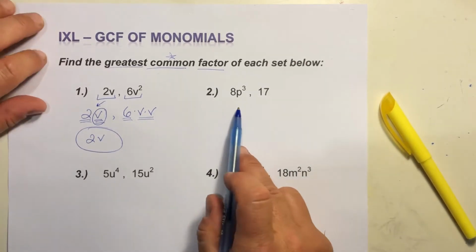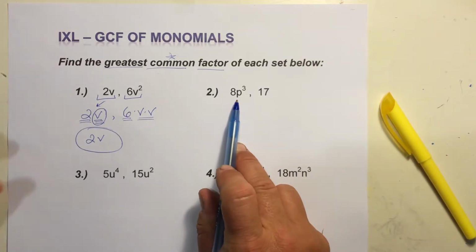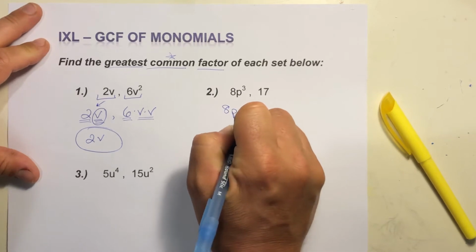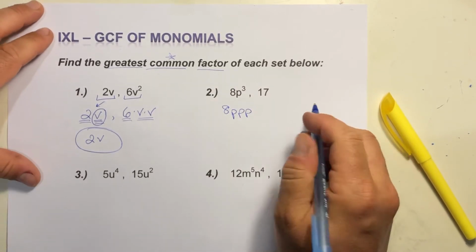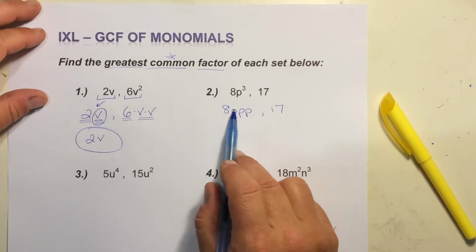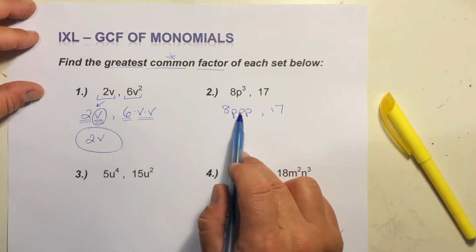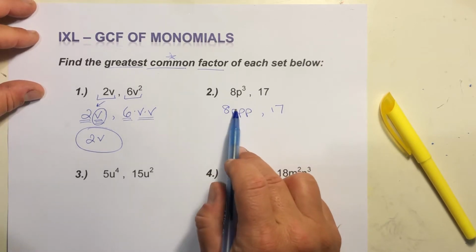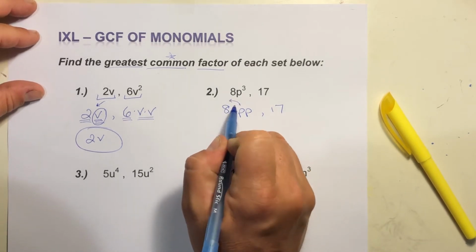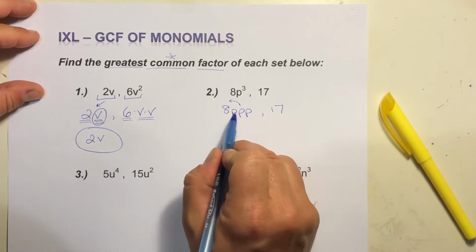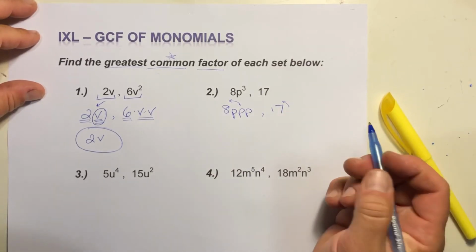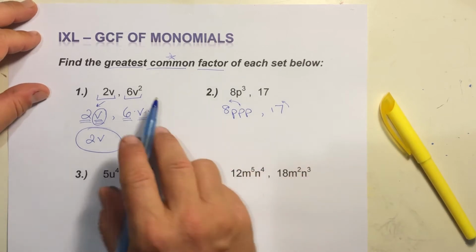All right, let's keep it going over here. Now, IXL did put a couple of these in there, so I want you to be careful. 8p to the third represents 8 times p times p times p. 17 is just 17. So first of all, let's go right to the variables. This has p times p times p, or p cubed. How many p's does this have? None. So can I divide any p's out of these 3? Sure I can. I could take 1 or 2 or 3. How many p's can I divide out of here? None. So p is not part of our greatest common factor.